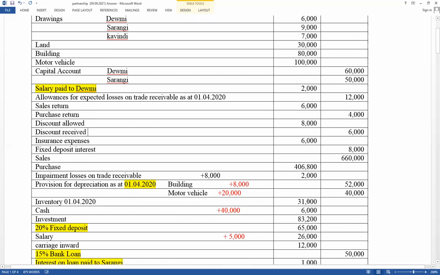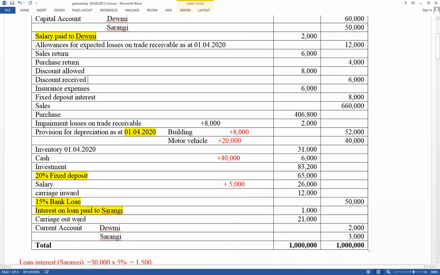Inventory, opening inventory, goes under the cost of sales calculation. Cash correct value under current assets. Investment is given in between current and non-current assets. Then salary, correct value 31,000, has been discussed. Carriage inwards also goes under cost of sales calculation. Then carriage outwards is a distribution expense. And the current account balance we have discussed. Right, record other information.